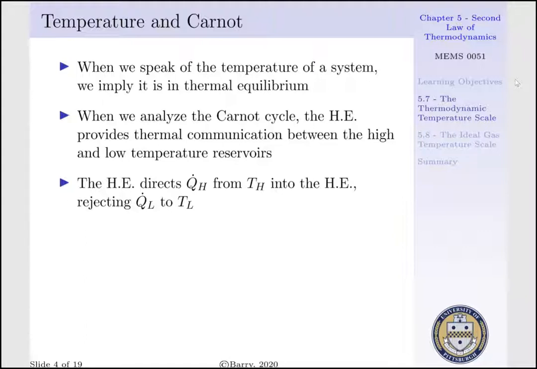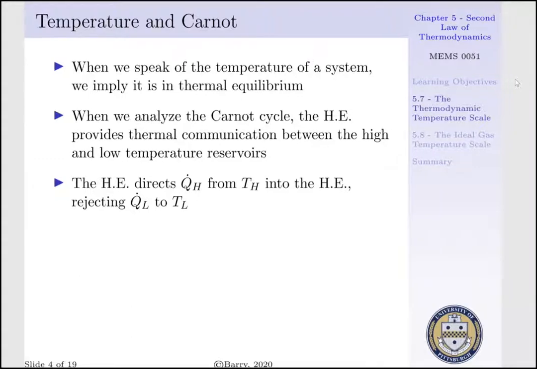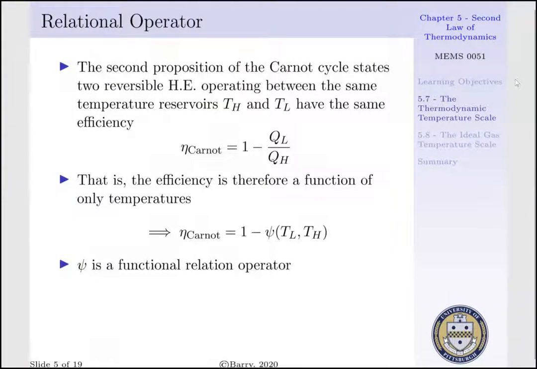When we analyze a Carnot cycle, our heat engine provides thermal communication between our high temperature and low temperature reservoirs. That is, our heat engine directs a quantity of heat, QH, from our high temperature reservoir into the heat engine, and it rejects QL to our low temperature reservoir. The second proposition of the Carnot cycle states that two reversible heat engines operating between the same temperature reservoirs, TH and TL, must have the same efficiency.